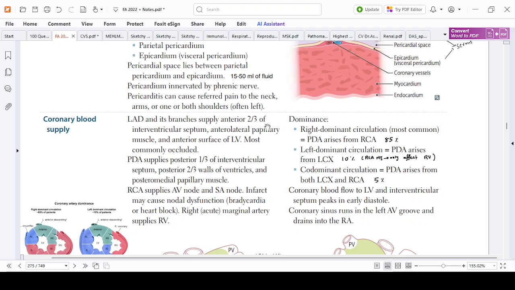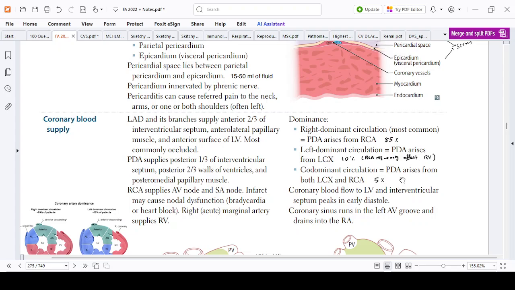Next thing is the dominance. So we have the right dominant circulation or the left dominant circulation. To know this, remember the important rule: if the PDA arises from the right coronary artery, which is in 85% of cases, then we call it right dominant. In 10% of cases, the PDA arises from the left circumflex and we call it left dominant. But in 5% of cases, it arises from both the RCA and the left circumflex, and we call it codominance.